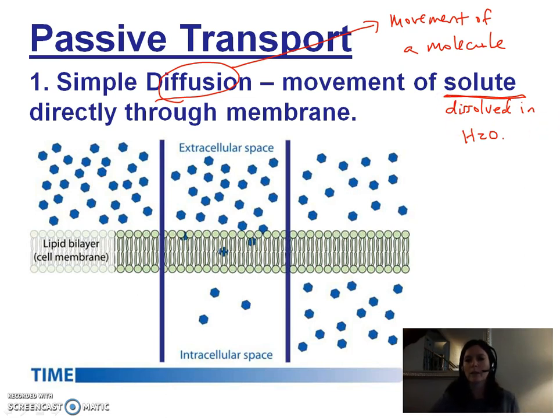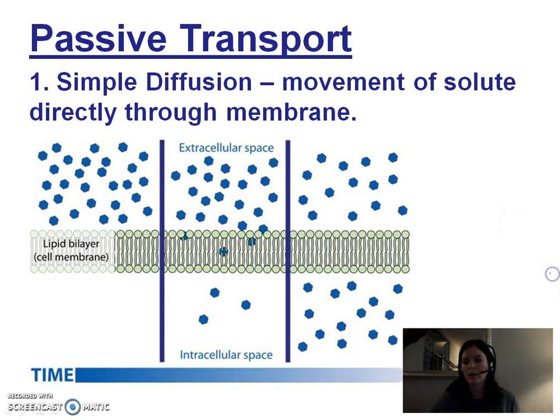Okay, let me clear all of this out so we can keep talking about this. So simple diffusion is the movement of a solute molecule directly through the membrane. No transport proteins required.